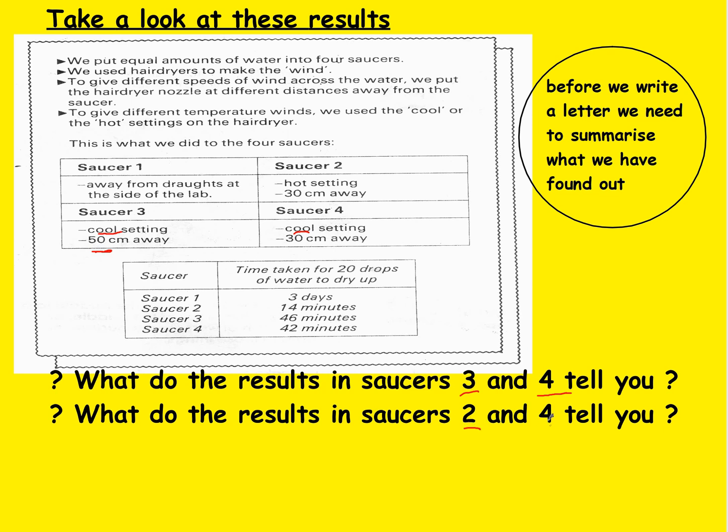Look at saucers 2 and 4. Saucer 2 was on the hot setting, saucer 4 was on the cool setting, but they both had the hairdryer the same distance away. So the wind setting was the same, but the temperature setting was different. Which one evaporated fastest, 2 or 4? Why is that? What I would like you to do is write a letter to these scientists to summarise what they have found out.